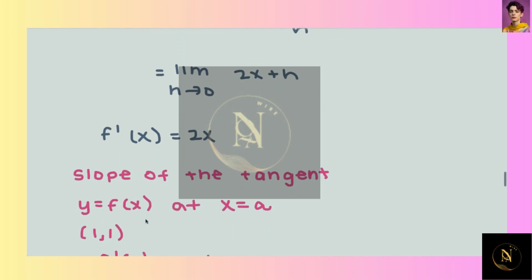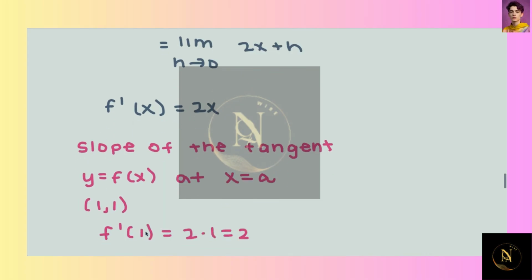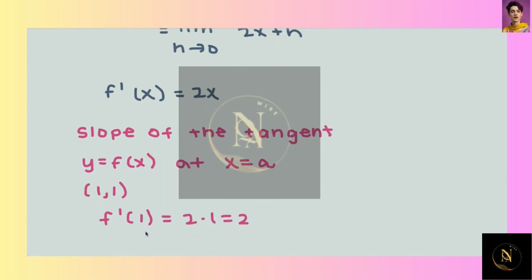So then we're told the slope of the tangent. We know that the slope of the tangent to y equals f of x is at x equals a. We're given this point (1, 1). So let's find f prime of 1. f prime of 1 would be equal to 2 times 1, which equals 2.